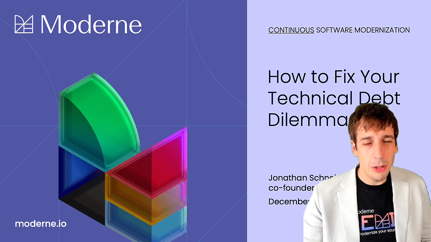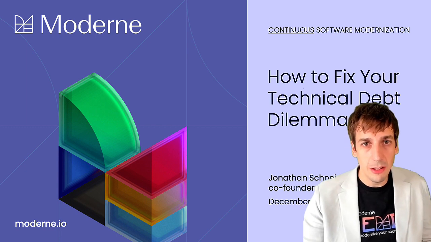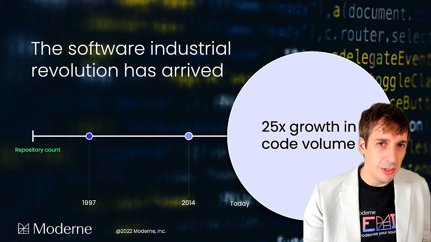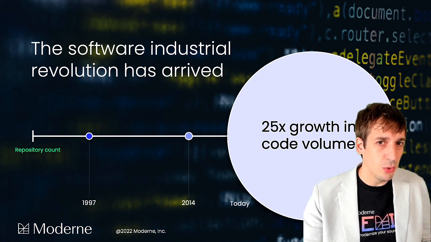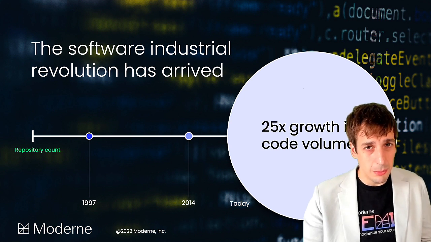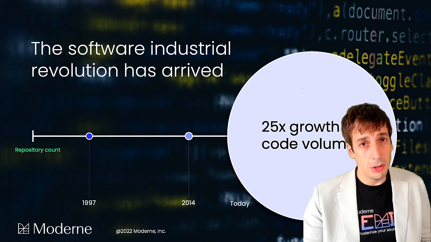But first, a little bit of background on how we got to this point, why such a thing is even desirable or necessary. And I think I'd start with saying that the software industrial revolution has arrived. We have an explosion of custom applications and therefore source code, and we assemble them quicker than ever before.